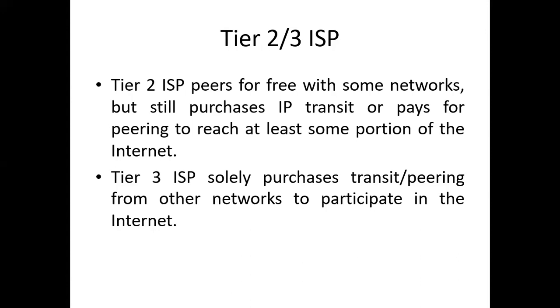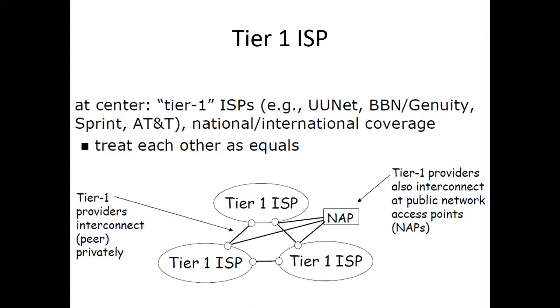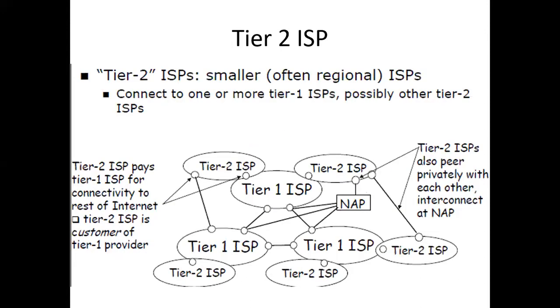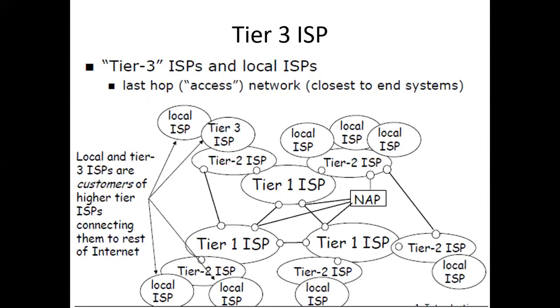So tier 1, then tier 2 ISPs, then tier 3 ISPs. From tier 3 ISPs, again, some local level ISPs may get connections and provide services to the end users.